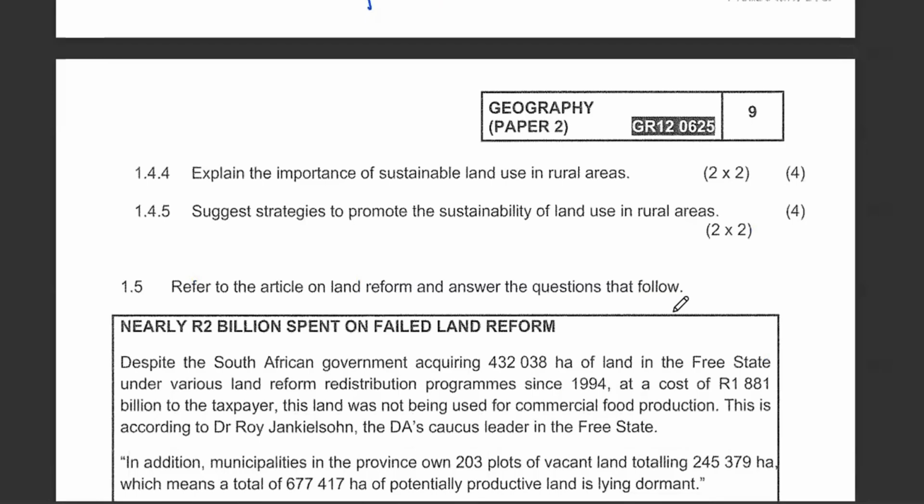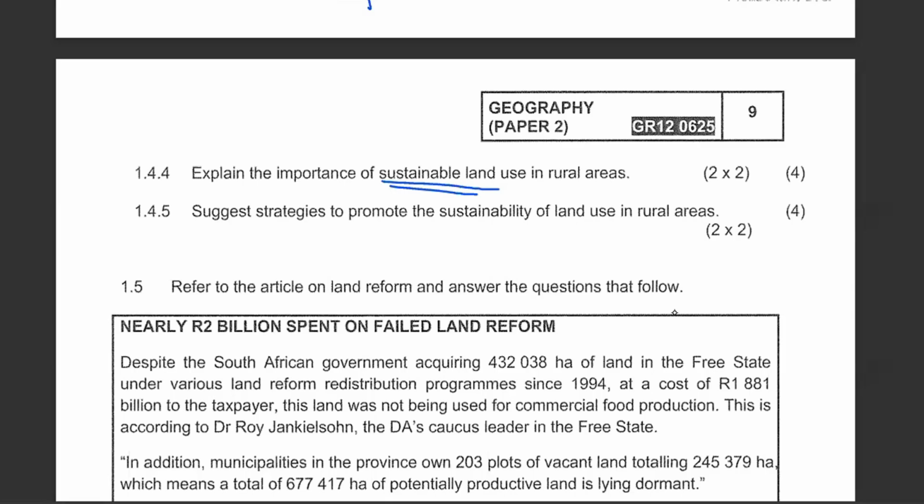Right, there are several other factors that you can discuss on that particular topic. Right, number 144, explain the importance of sustainable land use in rural areas. When we're looking at sustainable land use, we must be worried about the future generations. Whatever we do with the land today must not compromise the ability of the coming generation to also benefit equally from the same land.